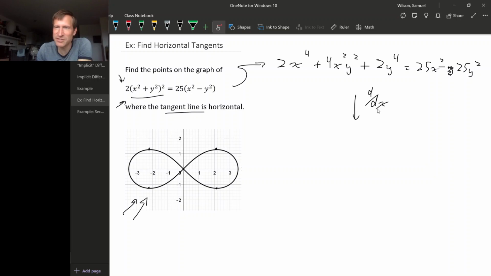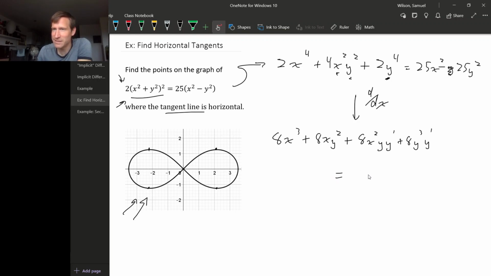Okay, so now let's take a derivative on both sides with respect to x. We get 8x cubed plus, now we have to do a product rule, so taking the derivative of the first part, we get 8xy squared plus, and now derivative of the second part, 8x squared y times y prime. Don't forget about the chain rule. Now derivative of this part plus 8y cubed times y prime.